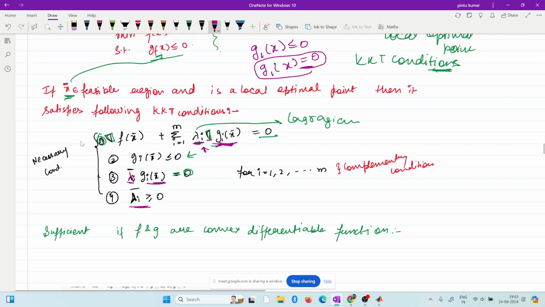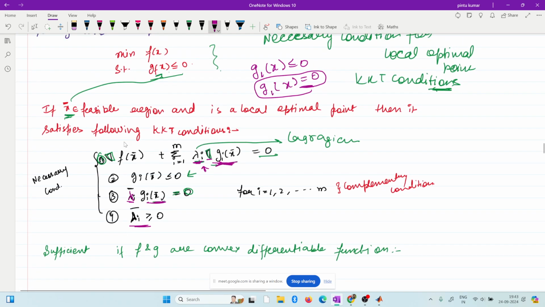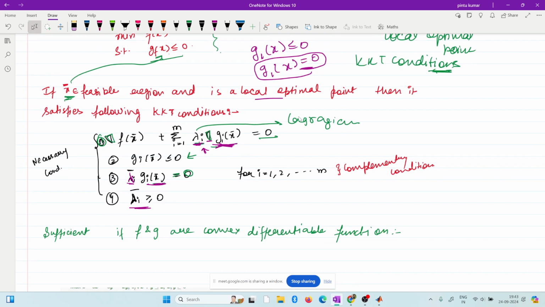Okay, so these are the set of 4 necessary conditions for a local optimum. And what is the sufficient condition? So this is necessary plus sufficient. If you take all these necessary conditions and you add these 2 points, that f and g are all convex as well as differentiable functions, then you are guaranteed that your x bar is a local optimal.